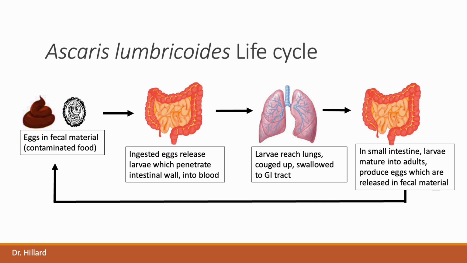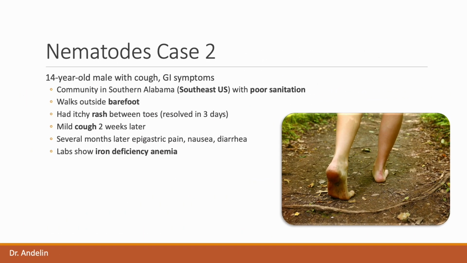Ascaris lumbricoides is a large worm, with some females measuring up to 19 inches long. Its life cycle in humans starts with the ingestion of an egg, which releases larvae in the intestine, which then penetrate the intestinal walls, enter the bloodstream, and are coughed up from the lung, where they are swallowed to complete the life cycle.